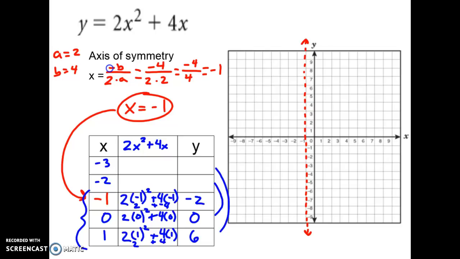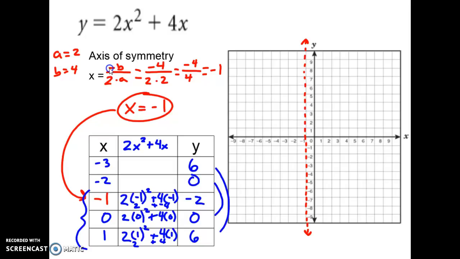Now, since parabolas are symmetrical, we do not have to do the arithmetic for the top 2. We know that it's going to be the same. It's going to be mirrored as what we have down here, so that'll be a 0, and this will be a 6. So having that negative 1 in the middle really saves us a lot of time to locate where our vertex is and to graph our parabola.